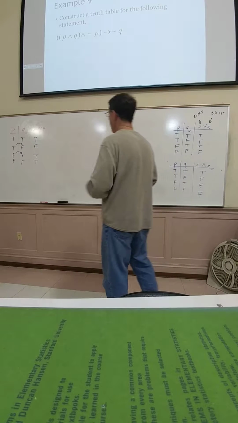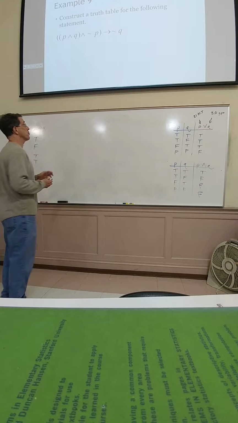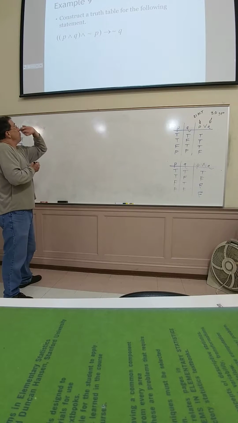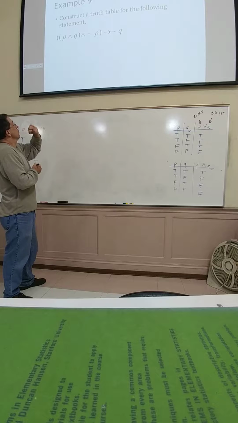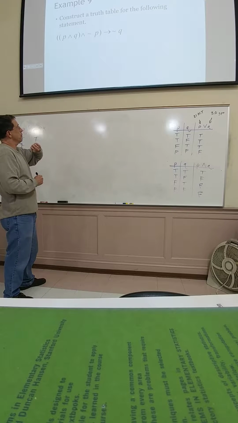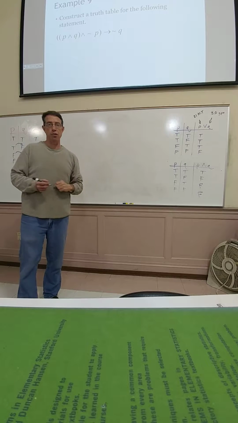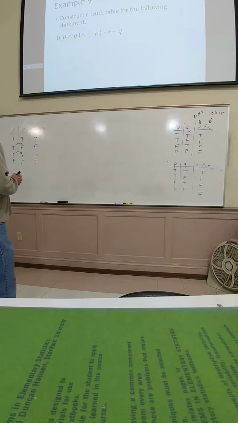This is the second part of the truth table section on the logic unit. So my plan is to do this one truth table, to kind of review it, and then show how to show two statements are equivalent. All right, so first let's do this one.